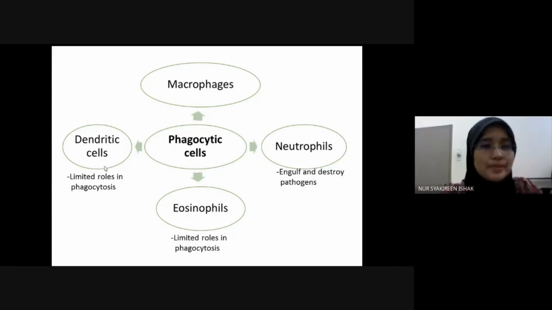Okay, and then these two cells, macrophage and dendritic cells, once these two white blood cells engulf the pathogen, it will trigger the activation of the third line defense. Okay, so this is a second line defense, but if these two cells, macrophage and dendritic cells, engulf the pathogen, it triggers the activation of the third line defense. Okay.